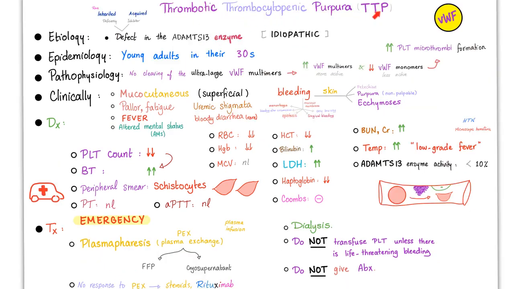Thrombotic thrombocytopenic purpura or TTP etiology. Defect in the ADAMTS13 enzyme could be a deficiency or an inhibitor. Epidemiology, usually young adult, not a child, but a young adult in their 30s.